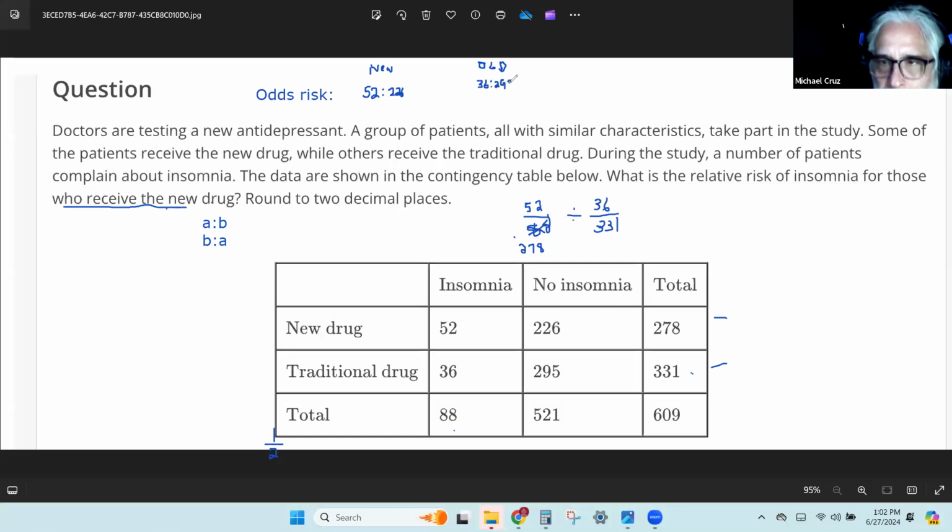So what you're doing here is you're comparing insomnia to no insomnia on the new drug and insomnia to insomnia for the traditional drug. So you're not using the totals here. When you got relative risk, you use the totals. But if you wanted to make it less confusing, this is what I would do.